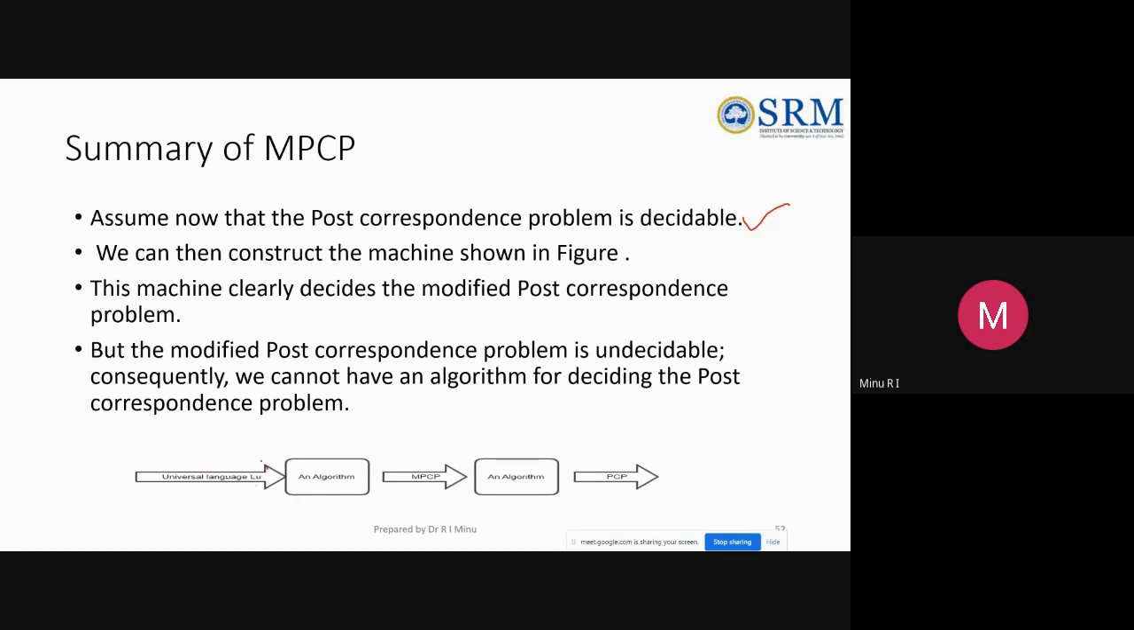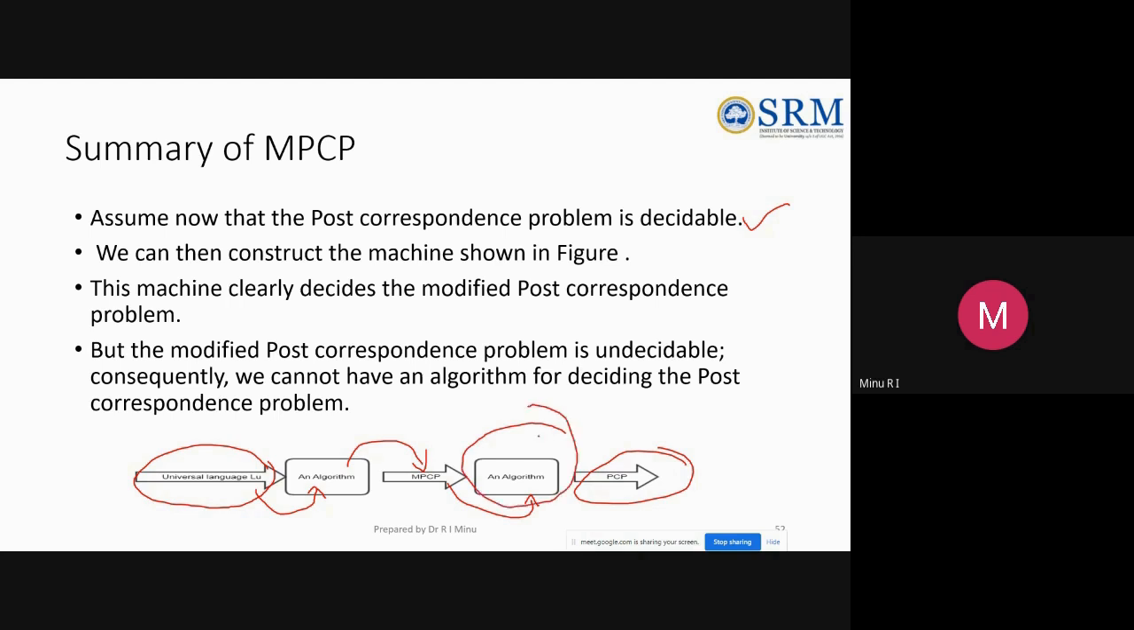A universal language LU. If it is given to an algorithm, that will provide an MPCP solution. Again, if it is given to an algorithm, we are able to convert it into a PCP solution. So this machine clearly decides the MPCP problem, but the MPCP problem is undecidable. Consequently, we cannot have an algorithm for deciding the PCP problem.